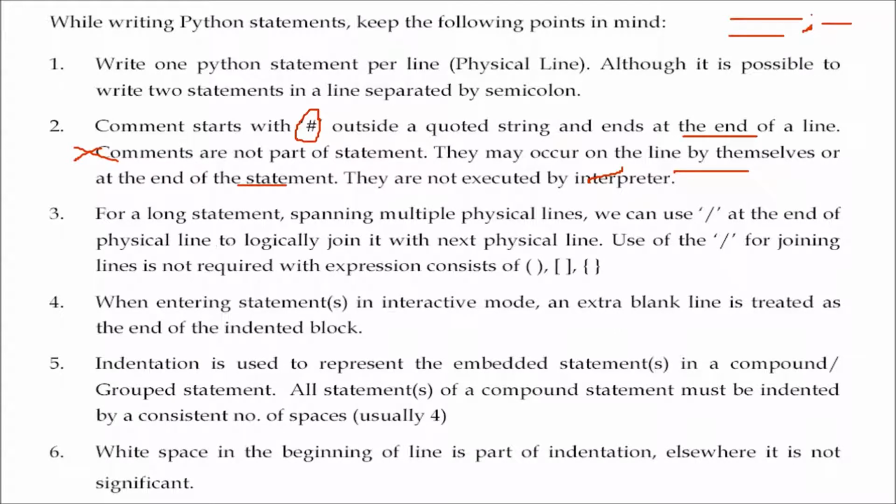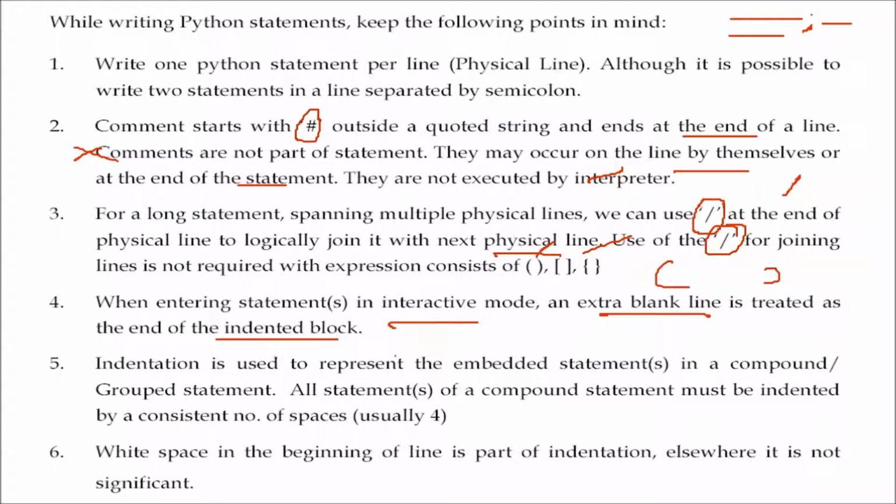If you have a long statement spanning multiple lines, then you can use this, a backslash at the end of the physical line. Logically, it will join to the next physical line. So use of this for joining is not required if you are using brackets like a square bracket or curly braces. And when entering a statement in interactive mode, an extra blank line is treated as the end of the indented block.